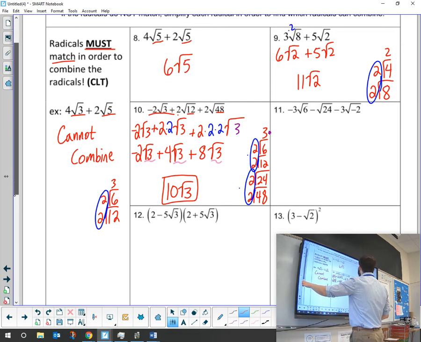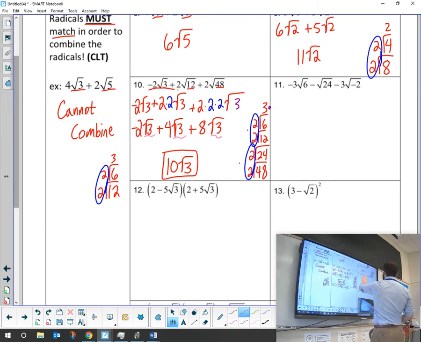All right. Say, look here at number 11. Number 11. This one, we start each term individually. So let's look at this term first. Can that term reduce? No. 6 is just 3 times 2. There's no pairs in there. All right, what about 24? Can 24 reduce? Yeah, I'm pretty sure 24 can reduce.